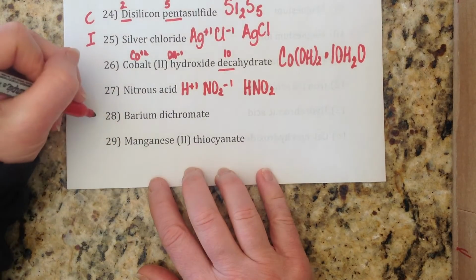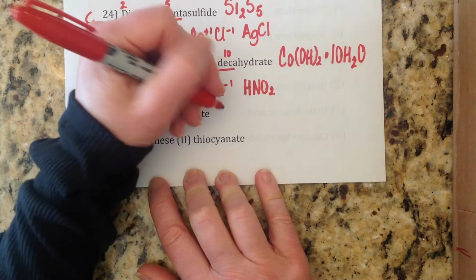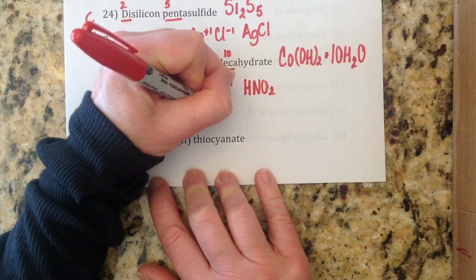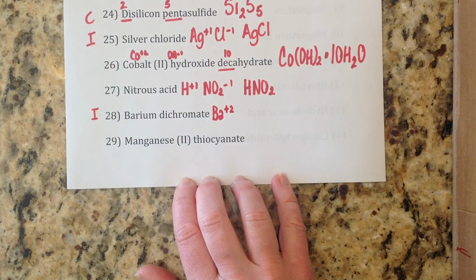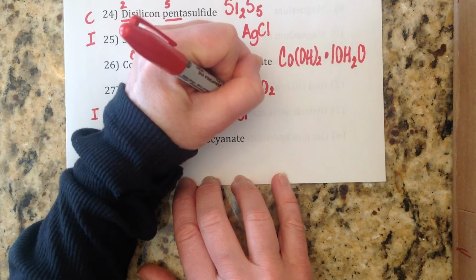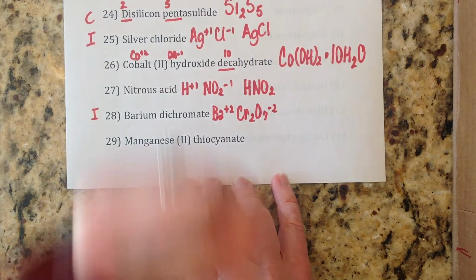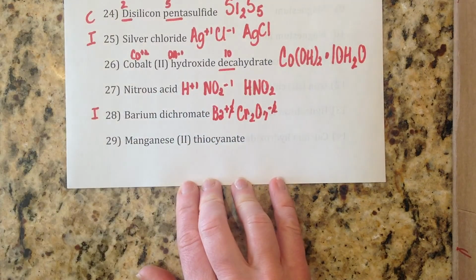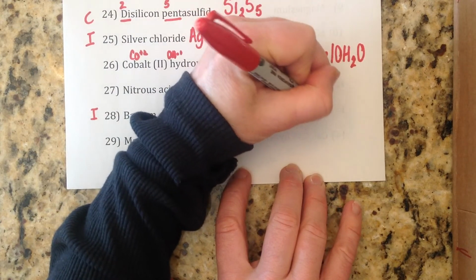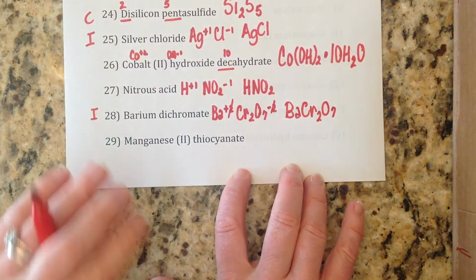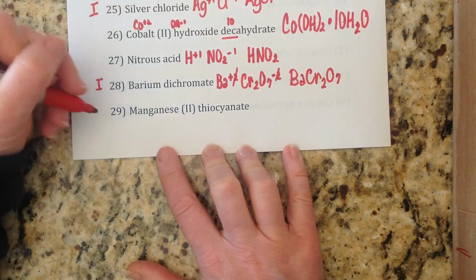Barium dichromate, this is ionic because it is a metal and a polyatomic ion. Barium is in the second column of the periodic table, so it has a +2 charge. Dichromate is Cr2O7 -2. The 2's cancel each other out, so you just smack them together and you get BaCr2O7.